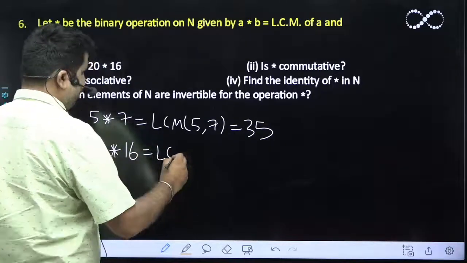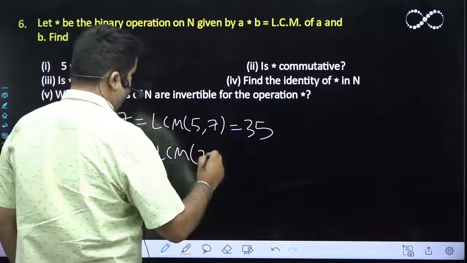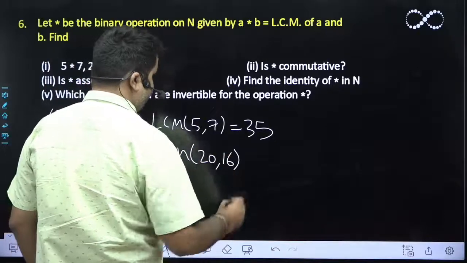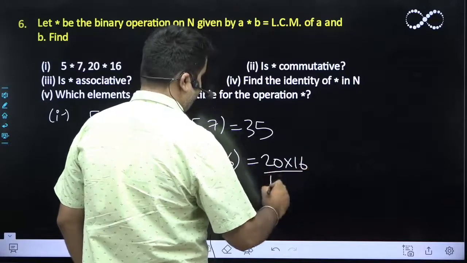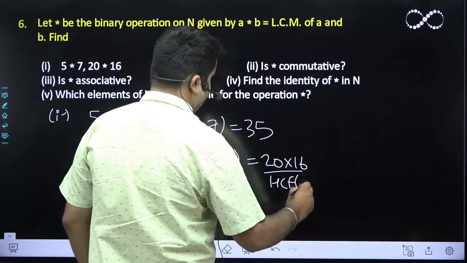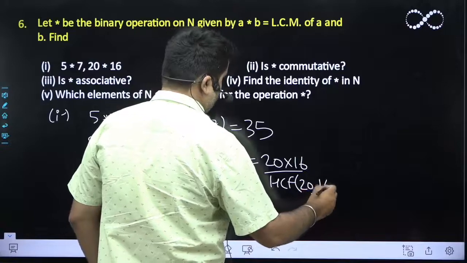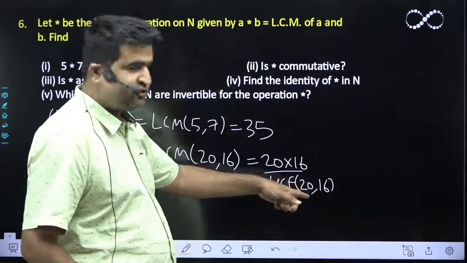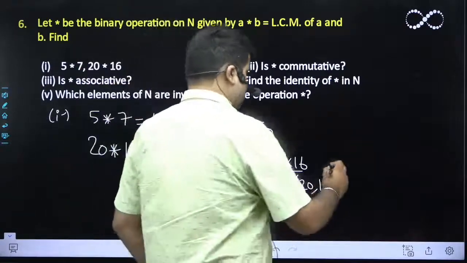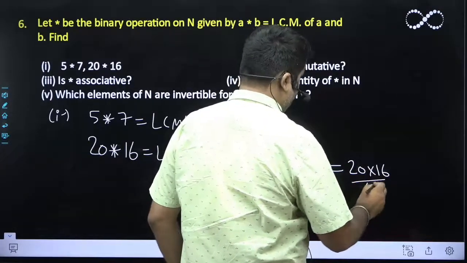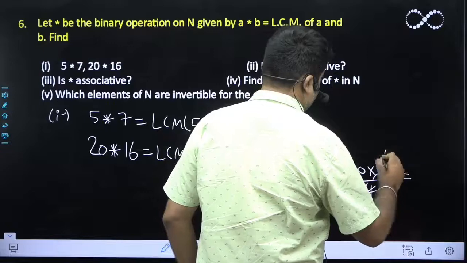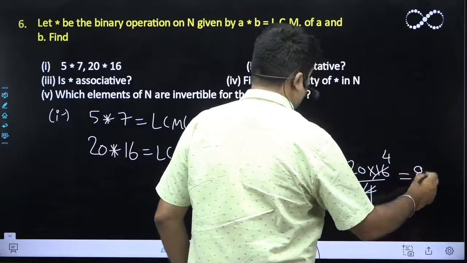20 star 16. So we have to see the LCM of 20 and 16. So we can simply multiply 20 and 16 and divide them by HCF. What is the highest common factor between these two? 4. So 20 times 16 divided by 4. So the answer will be 80.